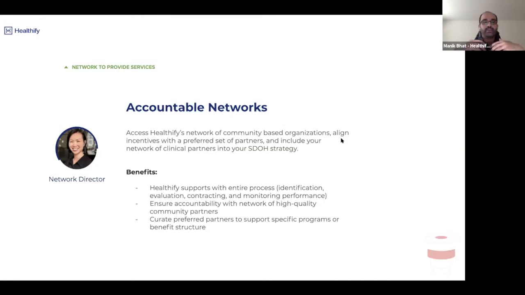At a high level, what we do here is we provide access to a network of community-based agencies where we own and support the entire process of identification, evaluation, contracting, and monitoring performance of that network. And accountability is really the key part of this structure. In a lot of the health plans we work with, we also include access to their clinical partners. And there's a lot of exciting work happening right now of health plans bucketing SDOH workflows as part of their VBP structure and quality incentive structure with their provider partners, that we'll happily talk about offline.